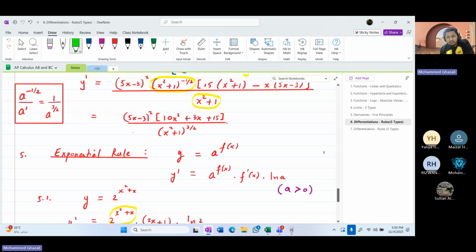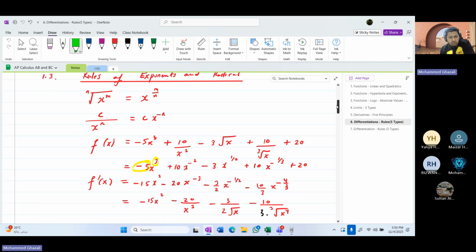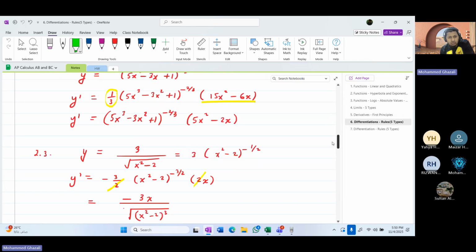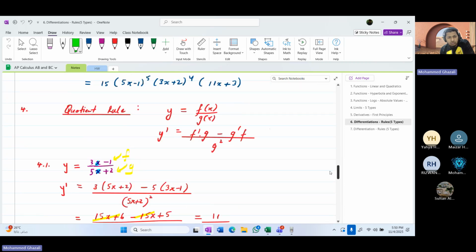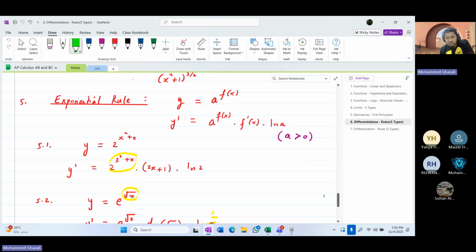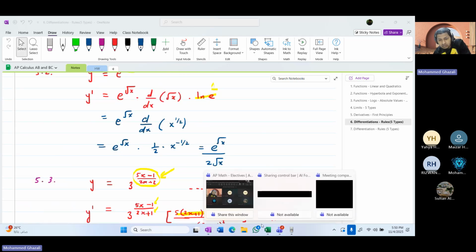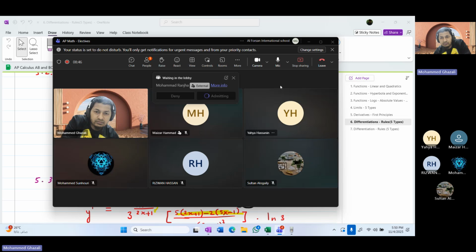We did differentiation rules, the 5 types of differentiation. You can just go over that video. Power rule, then we went over chain rule, product rule, quotient rule, and the exponential rule. We looked at all the general forms, and then we solved the different types of rules.